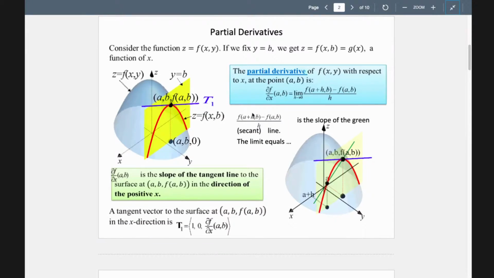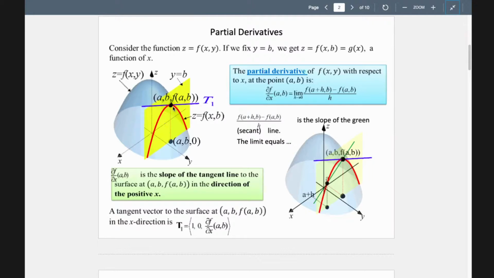Now, here let's look at the picture. We have a surface z equals f of x, y. This is this blue surface, let's say. And now let's consider the intersection of this surface with the plane y equals b. So y is constant, equal to b. That's this yellow plane. And of course, intersecting a surface with a plane, we are generally getting some curve. This red curve is the curve of intersection.